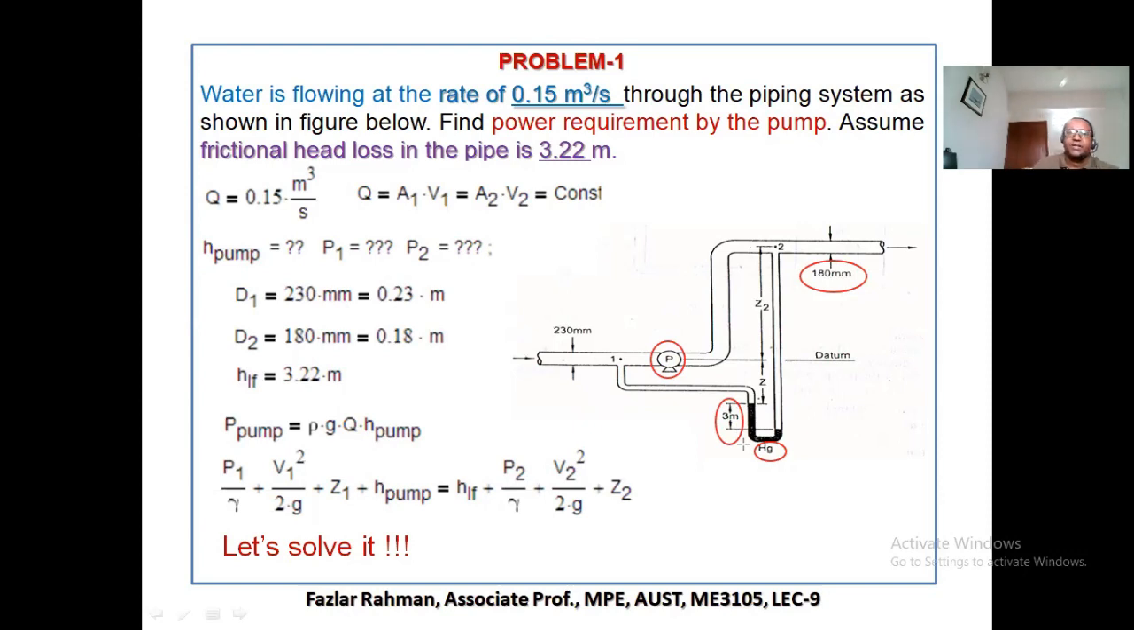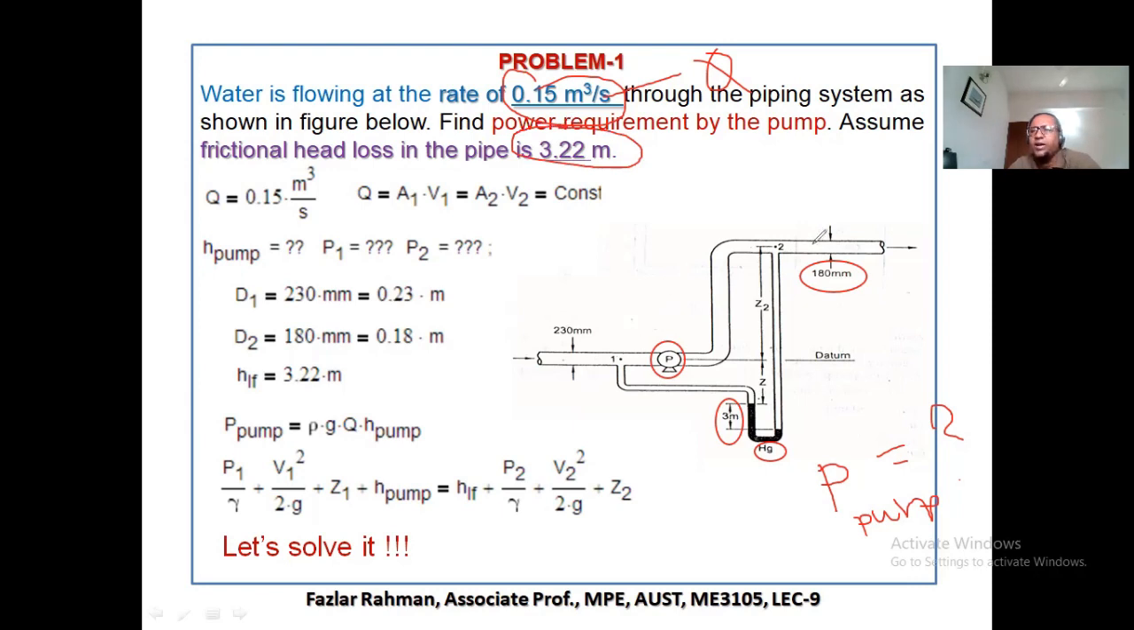So let's see what they would like to know. It's saying water flowing at the rate 0.5 meter cube per second. That means this value is given, this one, actually Q, as shown in the figure below. Find power requirement by the pump. That means you need to figure out P pump, power of the pump. That means what capacity or watt or horsepower of the pump. Assume frictional loss in the pipe is 3.22 meter. Frictional loss from here to here.